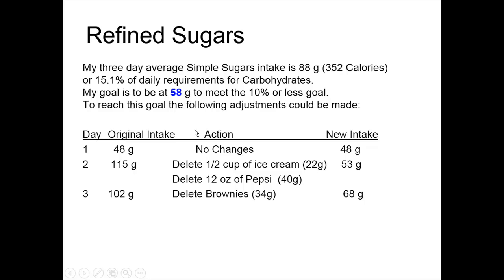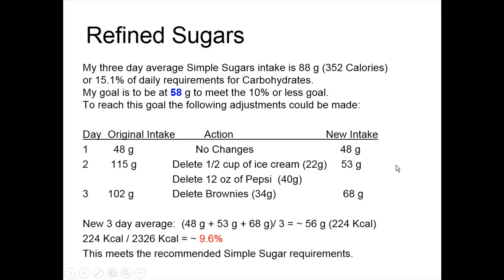So what I've basically done is I've listed my original intake, what changes I'm going to make, and then I'm going to my new intakes, and then I'm going to show at the bottom that I met my goal. So 48 plus 50 plus 68 divided by 3 gives me a 56 gram average. So I'm actually under the 58 gram goal, which is okay. So if I made these changes, I'm now at 9.6%. So I've met my goal of being 10% or less.